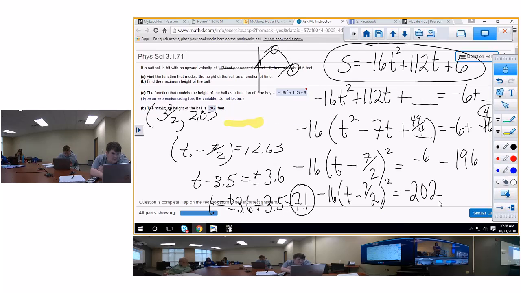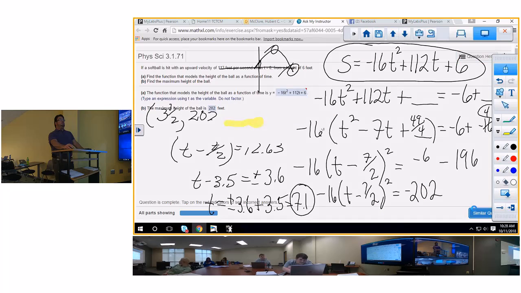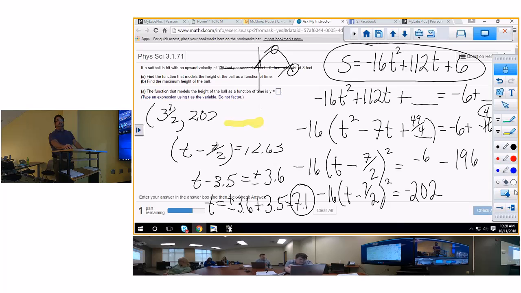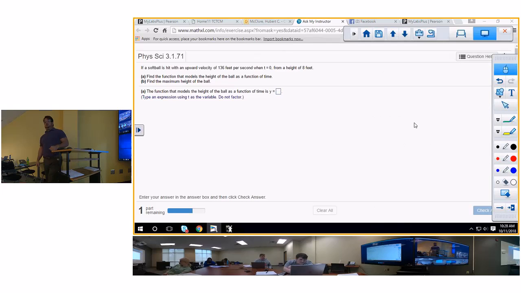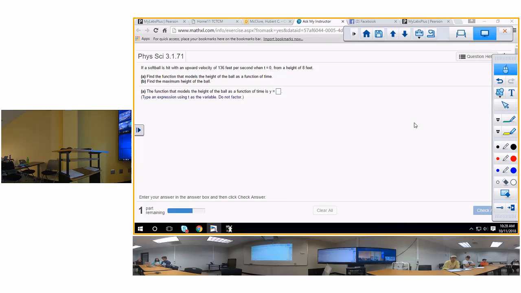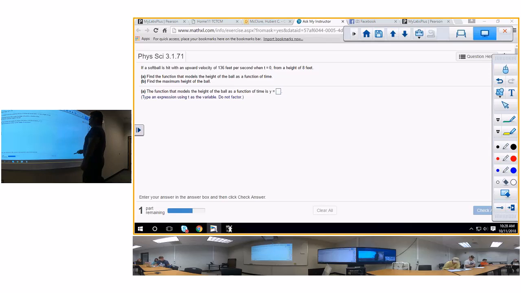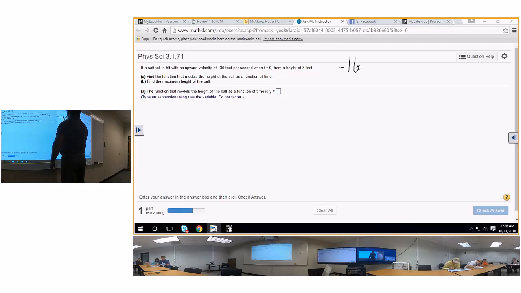All right, just for giggles, do that one. And that way you'll have 2 of these in your notes, because this is a test question that I would give you on a test to do by hand. Okay? So that's going to be negative 16t squared plus 136t plus 36.